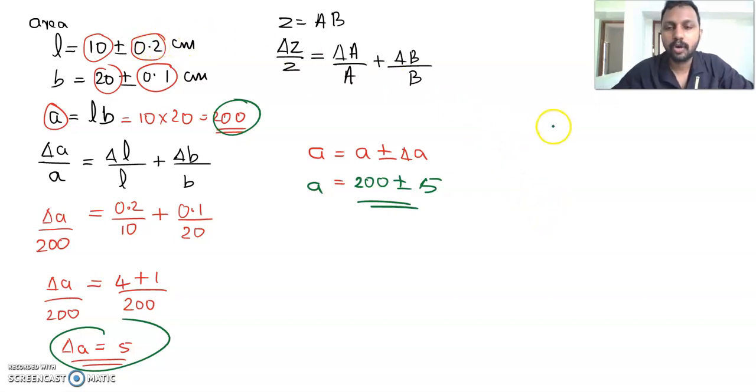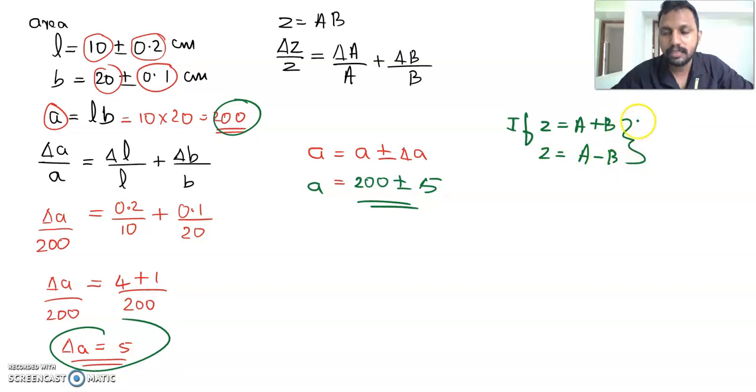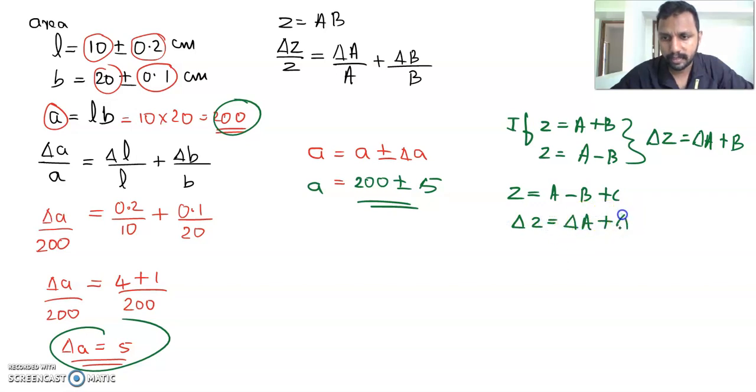Therefore, let me recall all the formulas. If Z is equal to A plus B or Z is equal to A minus B, in both these situations, the formula for finding out error is the same. That is, absolute error of Z is equal to absolute error of A plus absolute error of B. As a general case, if Z is equal to A minus B plus C, then delta Z is equal to delta A plus delta B plus delta C.